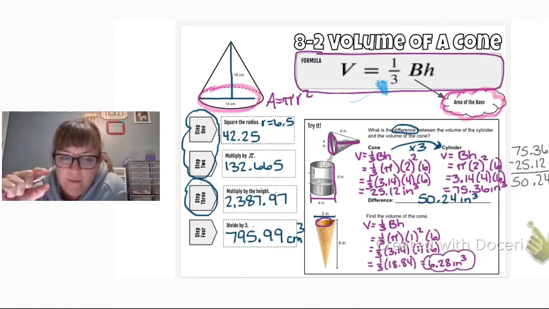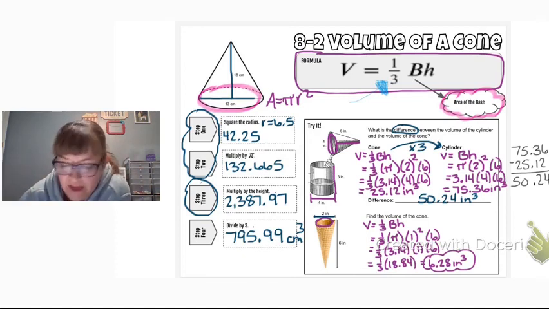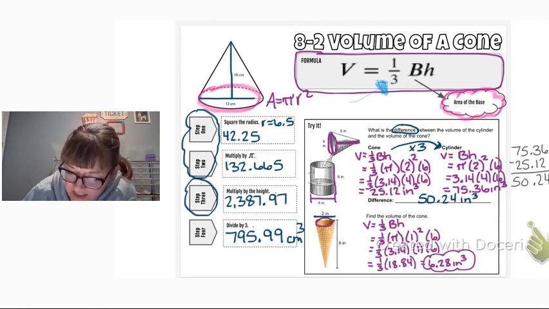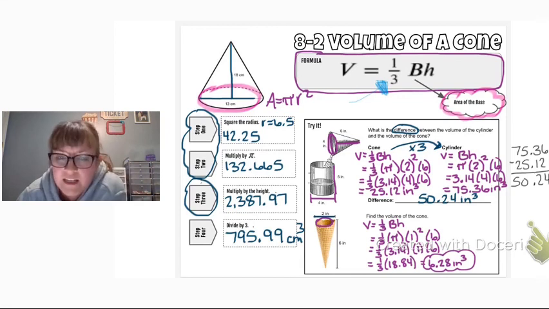In other words, if I had a bunch of cubes that measured 1 inch on every side, it would take a little more than 6 of those cubes to fill that cone. And that is it for Unit 8, Lesson 2, volume of a cone. Again, the formula looks a whole lot like volume of a cylinder. The only difference is we have to divide by 3. We've got to take 1/3 of area of the base times the height.